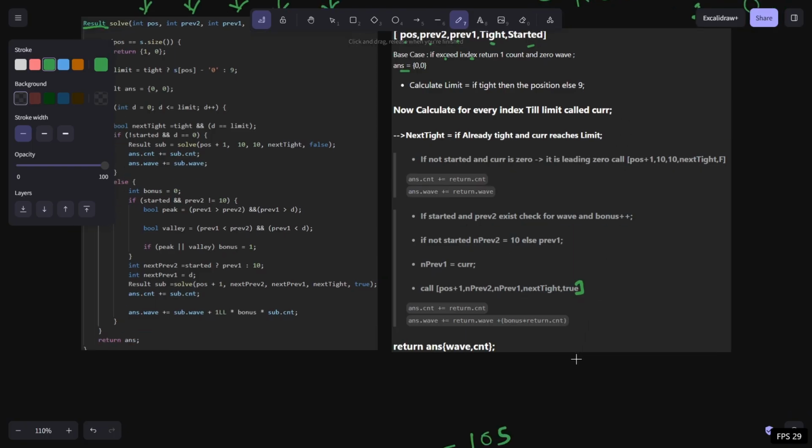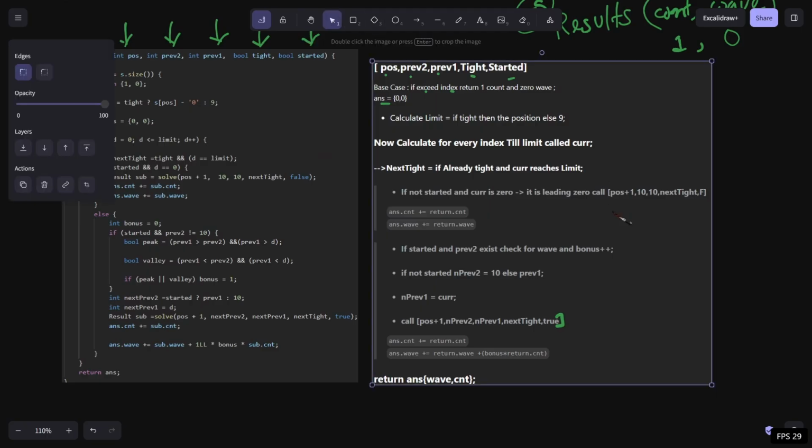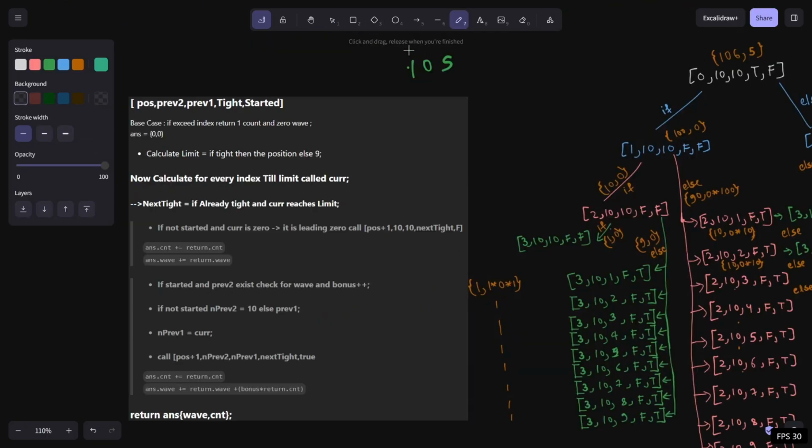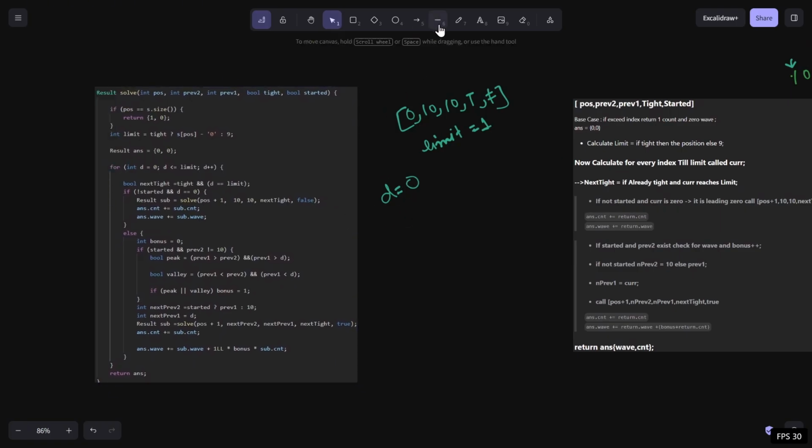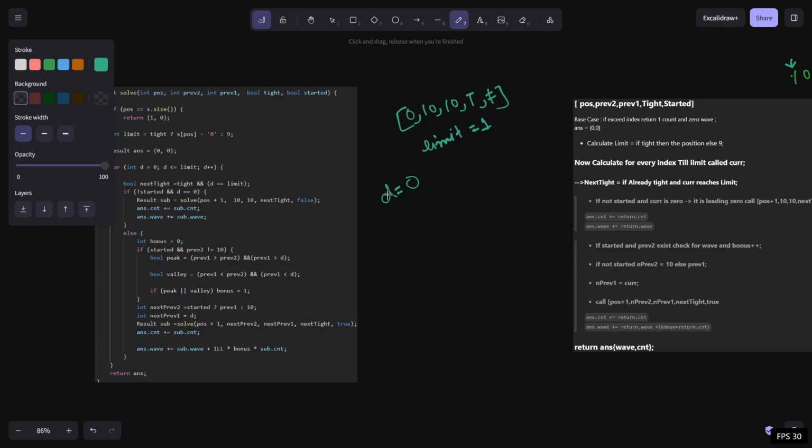So let's see the dry run. The current position is 0, and previous two and previous one are invalid. Is it tight? Yes, it is tight and it hasn't started yet. Okay, so for 105 we got d equal to 0, and for d equal to 0 we're going to check next tight. For next tight it has to be tight. Is it tight? Yes, it is tight. And d equal to limit? d isn't equal to limit, so next tight equals false. And is it a leading zero? Yes, because we haven't started yet and d equal to 0, so it counts as a leading zero.